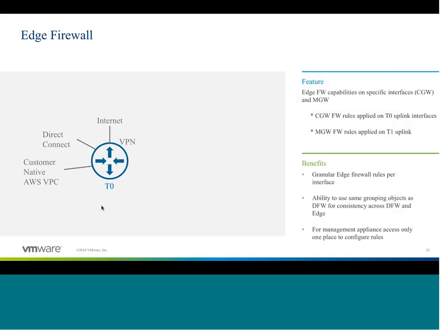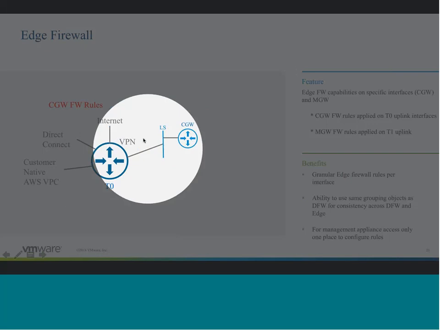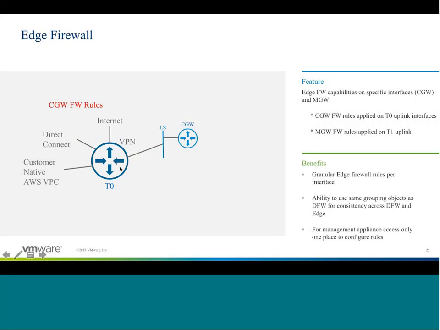Now, there's also edge firewall, as I mentioned, and with edge firewall, we have both CGW firewall and MGW firewall. So talking about CGW firewall rules first, here what we did is we implemented this, instead of on the CGW, on the tier 0 router. And we did this for several reasons, to provide a couple of benefits here.